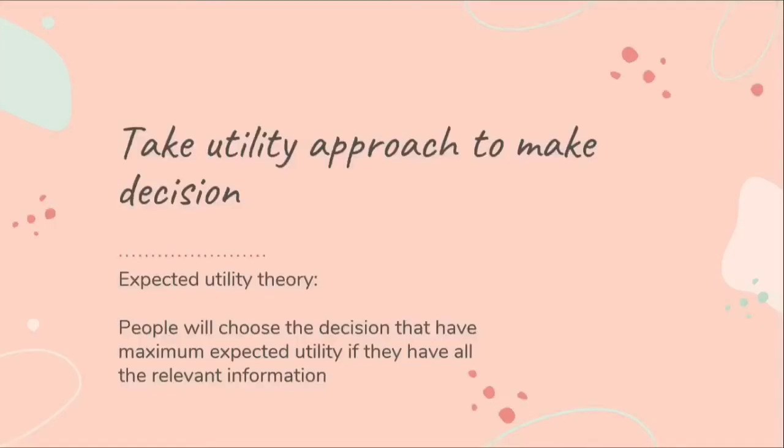Now that we've judged based on our reasoning, how do we decide? Sometimes we take the utility approach to make a decision. Expected utility theory holds that people will choose the decision that has maximum expected utility if they have all the relevant information. And other times, emotion can play a role in our decision.